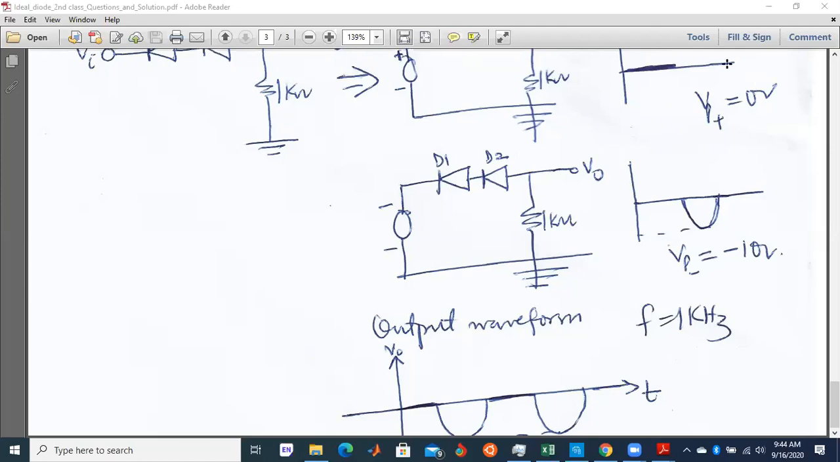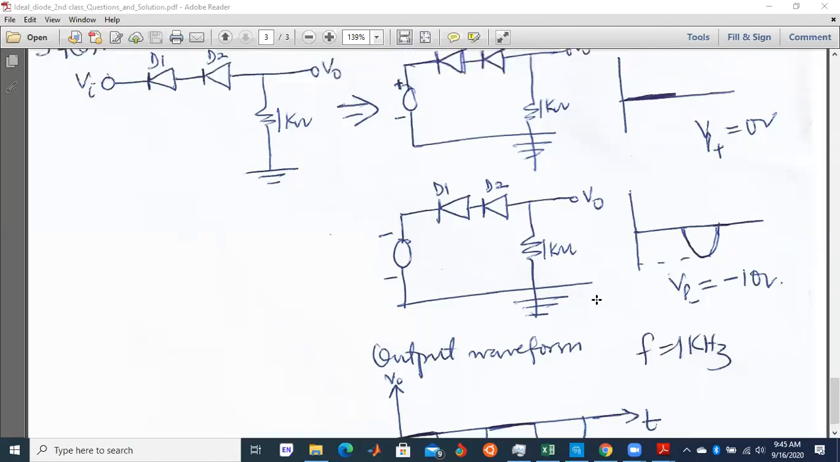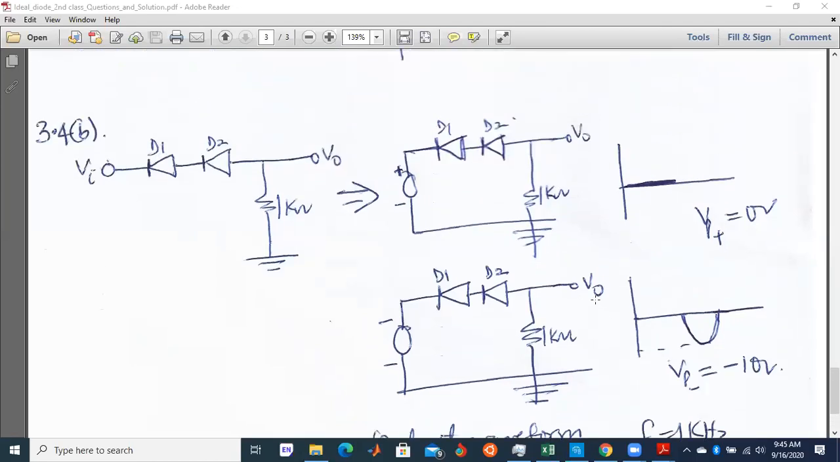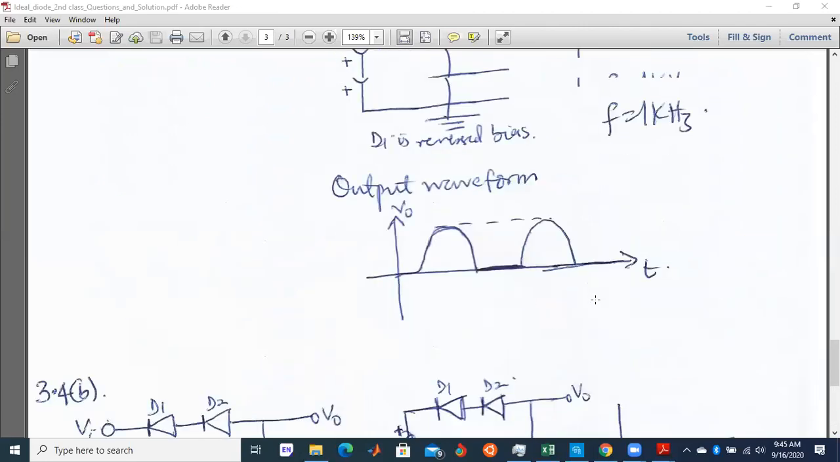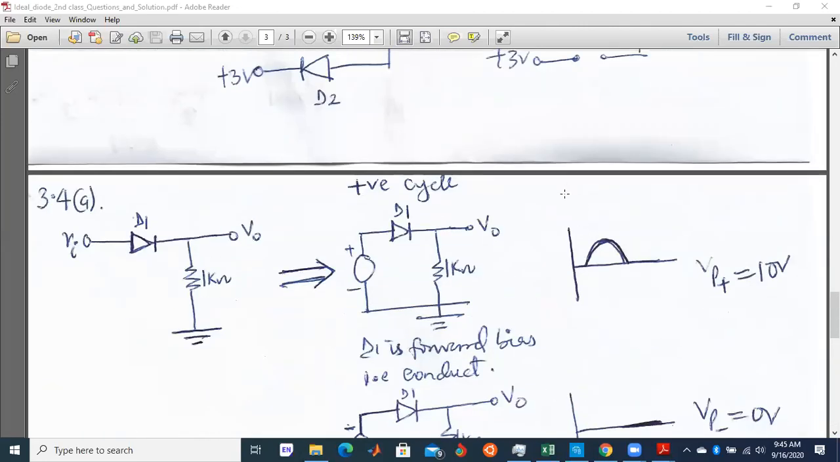Okay, now the next thing is to join the two waveforms now. As you can see, 0, minus 10 volts, 0, minus 10 volts. Please, is it clear? Yes, clear. Any question? Yes, I have one.